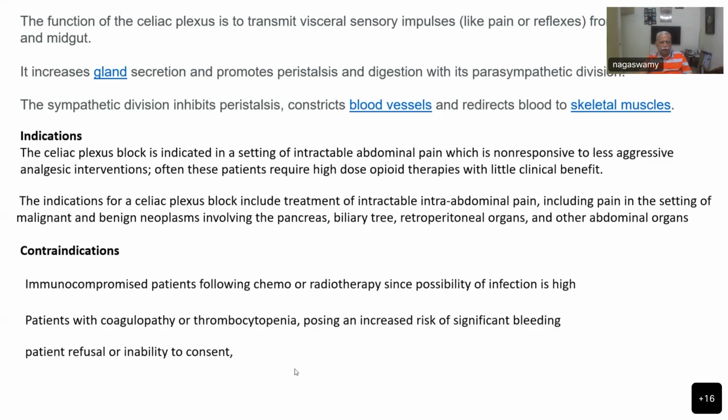And patient refusal or inability to consent. Again, that is a very valid contraindication. And anticoagulation use or ongoing infection or abnormal anatomy. Some rare fracture or some surgery which has caused some alteration in the anatomy, then that is also a contraindication.